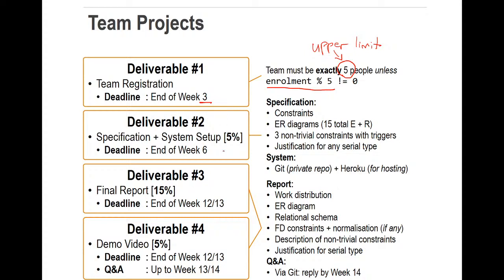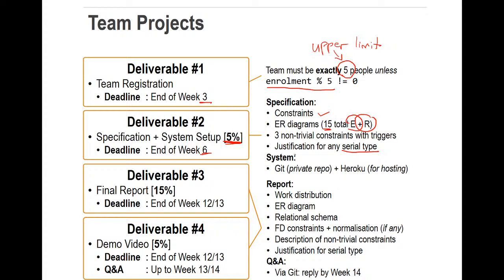The second deliverable will carry 5% marks. So what I want you to do in this particular part is to give a specification which includes constraints. I will tell you what kind of constraints we want. ER diagram, you should have 15 total entities plus relationships. The combined total should be 15. There should be 3 non-trivial constraints, and there should be justification for any serial type. Again, I will explain this later as we go through the semester. And then the deadline will be the end of week 6.